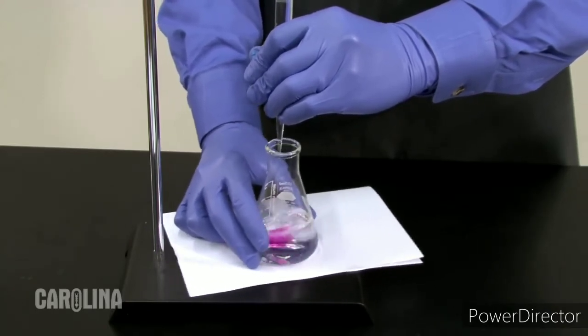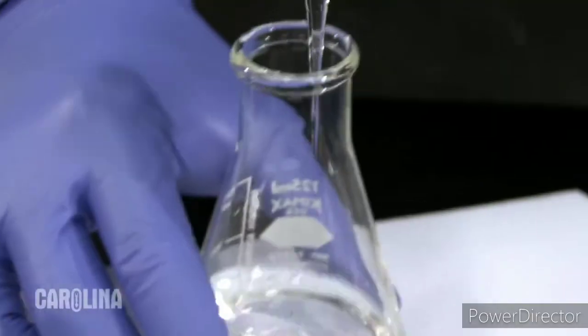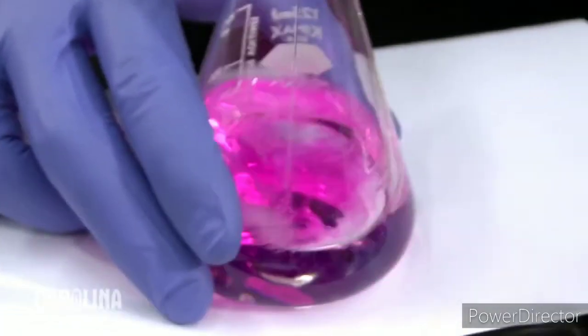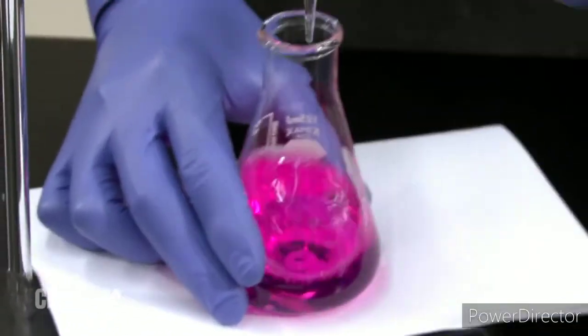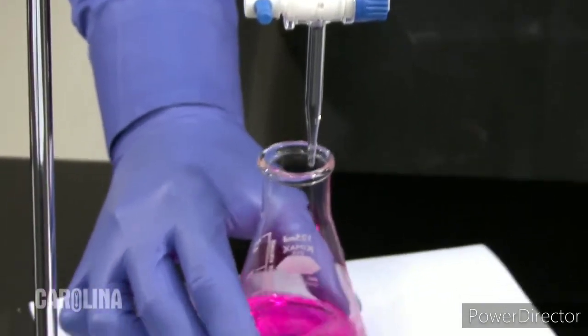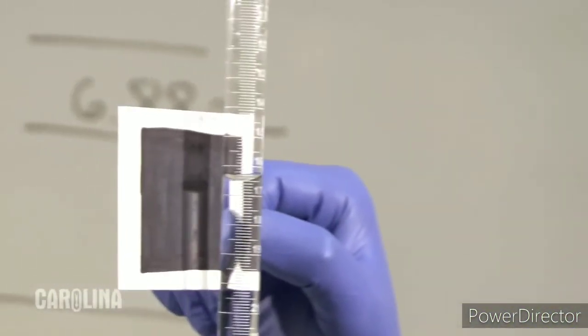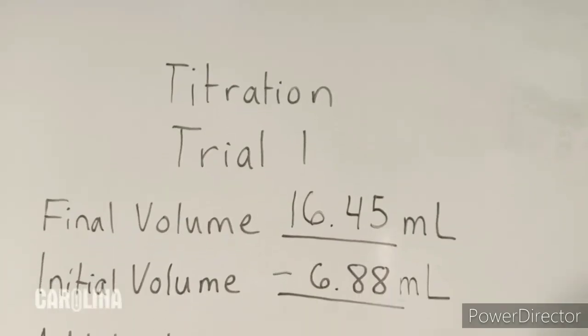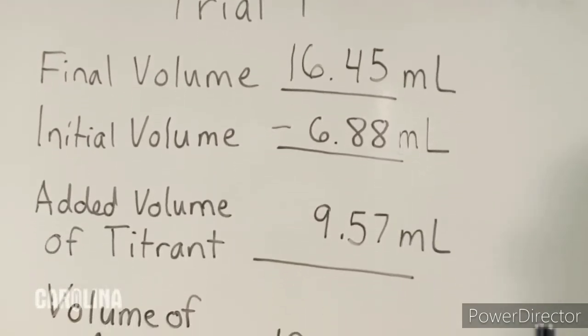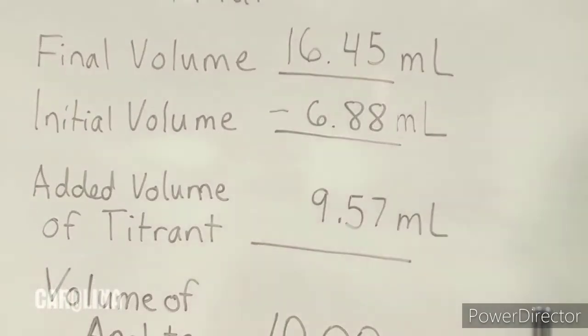Continuously swirl the flask. As the volume of titrant in the flask increases, the color of the indicator appears, then disappears as you swirl. When the analyte becomes a colored solution, close the stopcock. Record the final volume of the burette. Subtract the initial volume from this final volume to get the estimated volume of titrant needed for this titration.